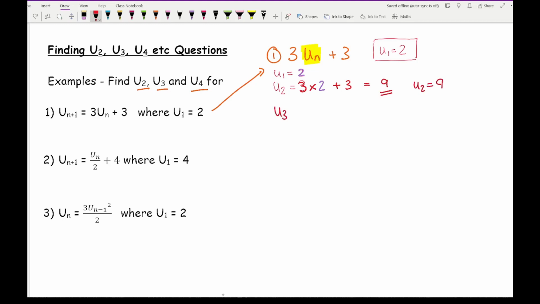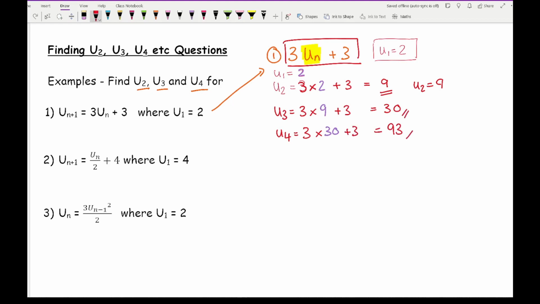Then for u3, again, I'm going to use this formula, which is 3 times the previous term. Note that the previous term has now changed from 2 to 9, and then I need to continue to add 3. So 3 times 9 is 27, plus 3 is 30. Then to work out u4, again substituting into the formula, I've got 3 times the previous term, which is u3, whose value is 30, and then I'm adding 3. So 3 times 30 is 90, plus 3 is 93. So there I have my u3 value of 30 and a u4 value of 93.